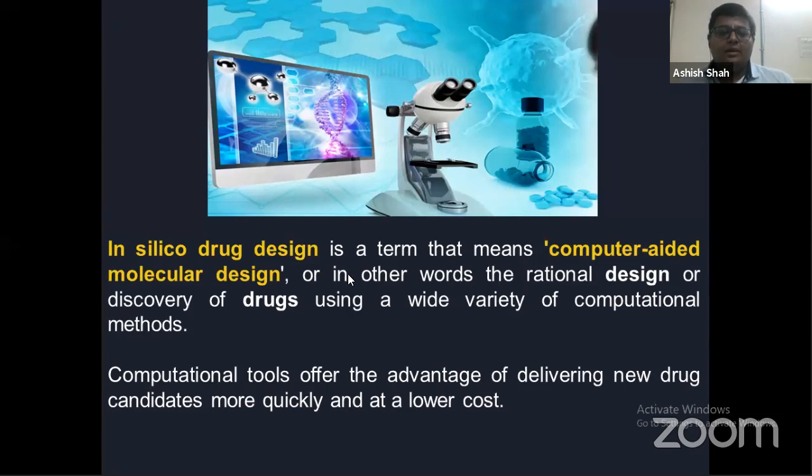In silico drug design is a term that means computer-aided molecular drug design. In other words, it is a type of rational drug design which uses the computer. Various software packages are currently used as in silico drug designing techniques. And what was our aim? Our aim is to do rapid discovery with lower cost and good results, with good therapeutic efficacy. We are aiming for this, and that's why we are using in silico drug design techniques.